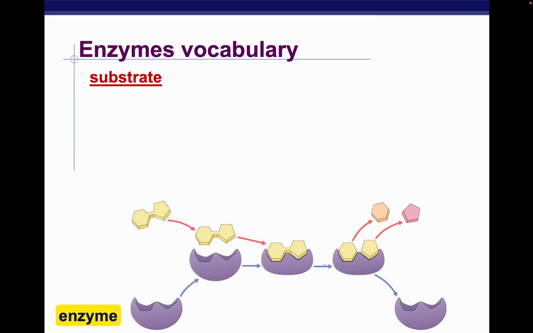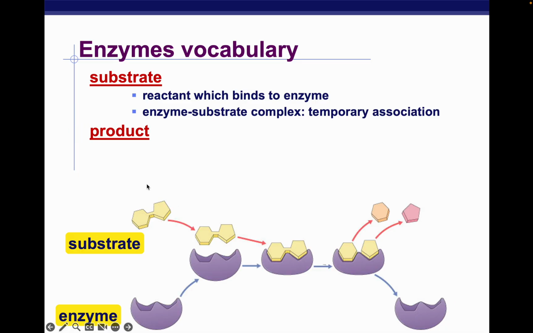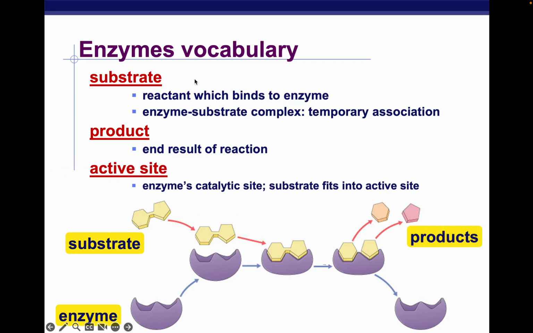So we're going to go over some vocabulary terms. Substrate. I just used this term substrate. The substrate is the term for the reactant which binds to the enzyme. That's the substrate over there. Product. Product is what is formed after the enzyme-substrate reaction. So that's our products. And active site. The active site is where the substrate is going to bind to the enzyme.